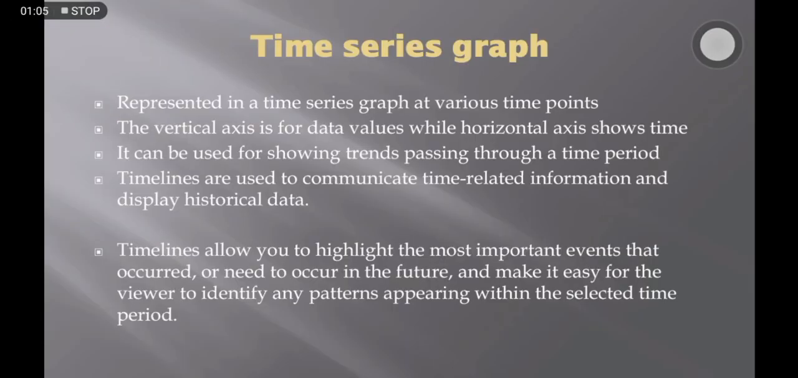Time series graph. Data is represented in a time series graph at various time points. The vertical axis is for data values, whilst the horizontal axis shows time. It can be used for showing trends over a time period. Timelines are also used to communicate time-related information and display historical data. Timelines allow you to highlight the most important events that occurred or need to occur in the future and make it easy for viewers to identify any patterns appearing within a selected time period.